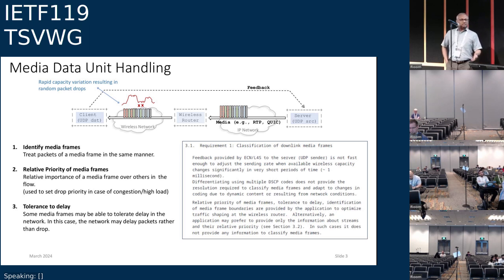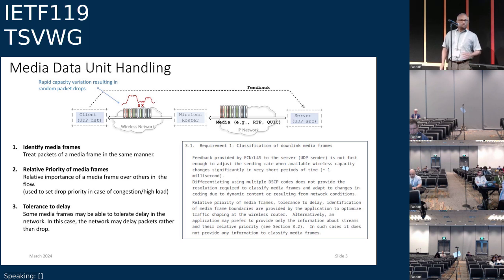So 3GPP has worked on some solutions, or is trying to address some of these problems and ask for solutions. But here we're looking at what the application server can provide to a wireless router to help with this. Considering that there are frames that we want to deal with and not packets, the requirements here are basically saying we need to identify the media frames, so that we can treat the packets of a media frame in the same manner.